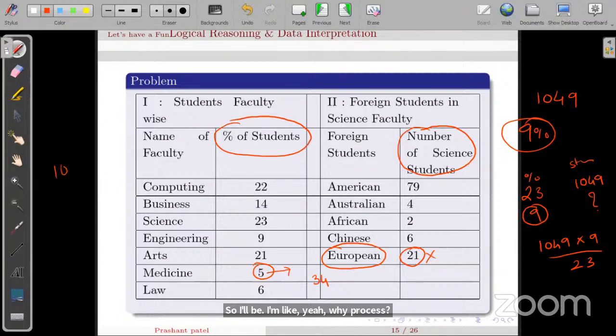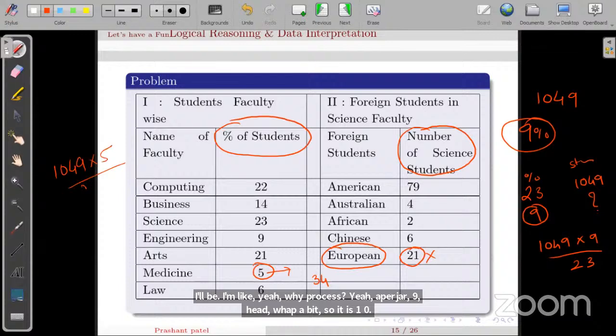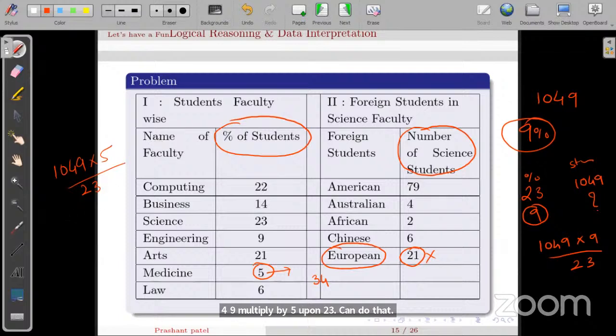So it is 1049 multiplied by 5 upon 23. You can do that. So this will give me approximately how much, 1049 multiplied by 5 upon 23. So it is 228 in total in medicine. Medicine में इतने लोग हैं, 228 person है.